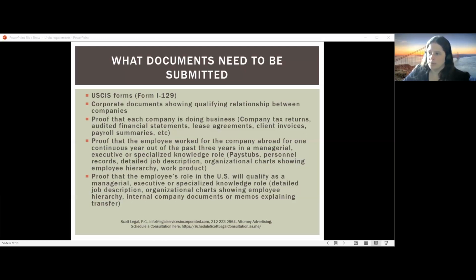And then finally, you need to include proof that the employee's role in the US is going to qualify as a managerial, executive, or specialized knowledge role. Again, you can include the written job description, organizational charts showing the hierarchy within the company, internal company documents or memos. And also an important thing to note is that you don't need to be coming to the US to hold the same role that you held abroad. So if you were a manager abroad, but you're being sent to the US for a specialized knowledge role, that's fine, that's possible. But then it means that in each job description and job letter, you're going to have to really outline how you met the requirement for the role abroad, and meet the requirement for the new role in the United States.